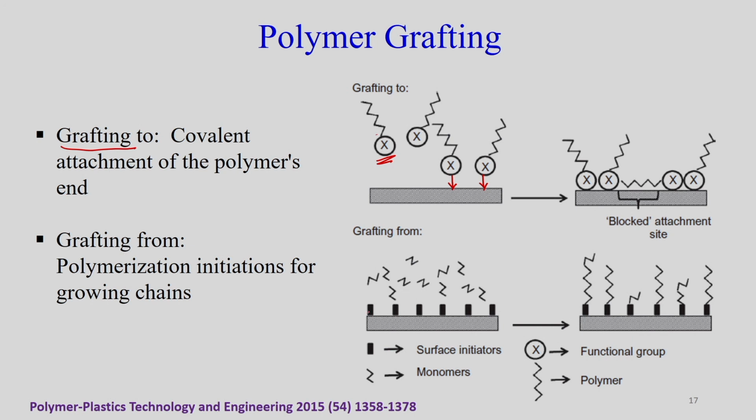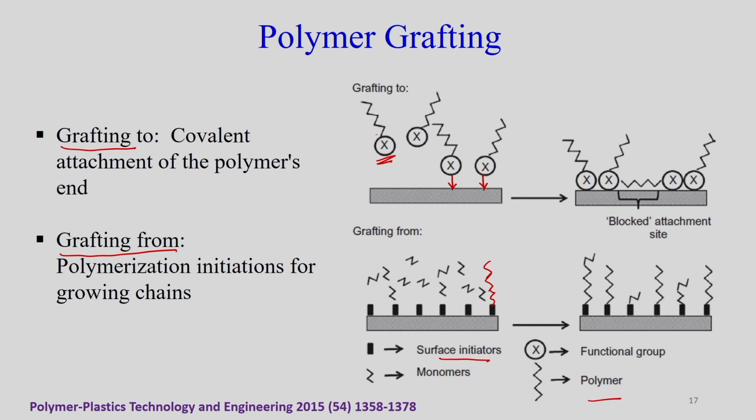Another method is grafting from. Here we have the surface initiator. The monomer attaches here, then the next monomer, then the next monomer, and polymerization takes place on the surface. This we call grafting from. So, polymerization initiates, then we grow the polymeric chain. This is a monomer unit, and here we have a surface modified with polymer. So, these are the two approaches, grafting to and grafting from, to modify the surface with polymers.